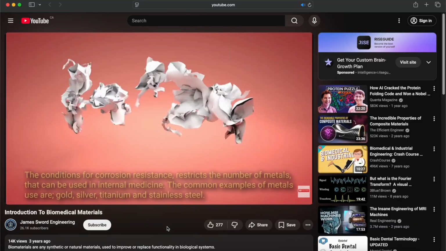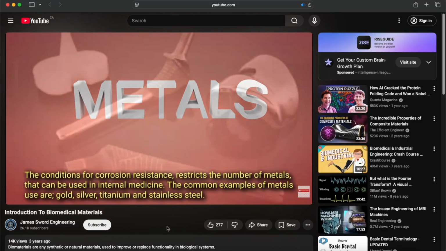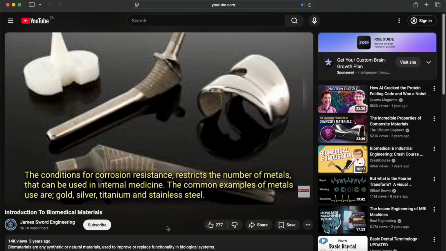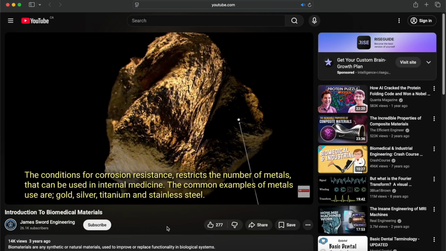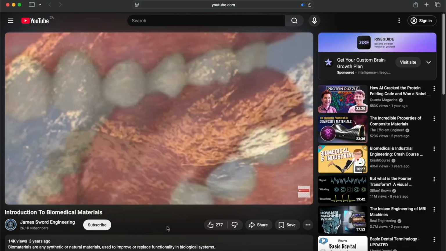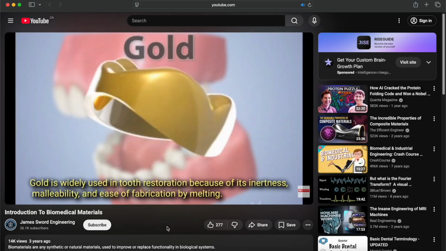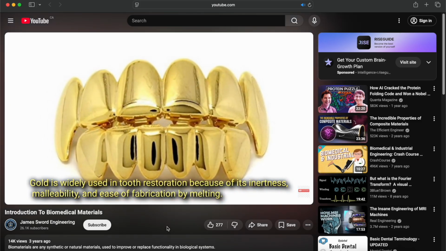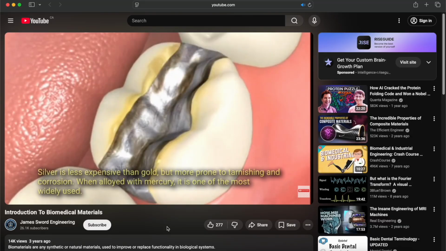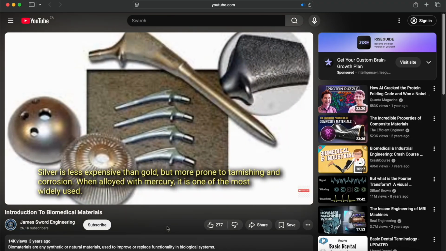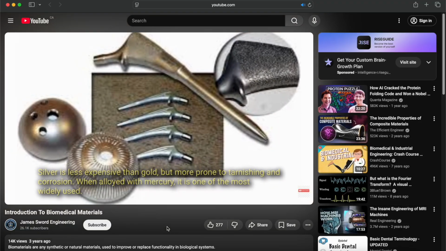Metals. The condition for corrosion resistance restricts the number of metals that can be used in internal medicine. The common examples of metal use are gold, silver, titanium, and stainless steel. Gold is widely used in tooth restoration because of its inertness, malleability, and ease of fabrication by melting. Silver is less expensive than gold, but more prone to tarnishing and corrosion. When alloyed with mercury, it is one of the most widely used.